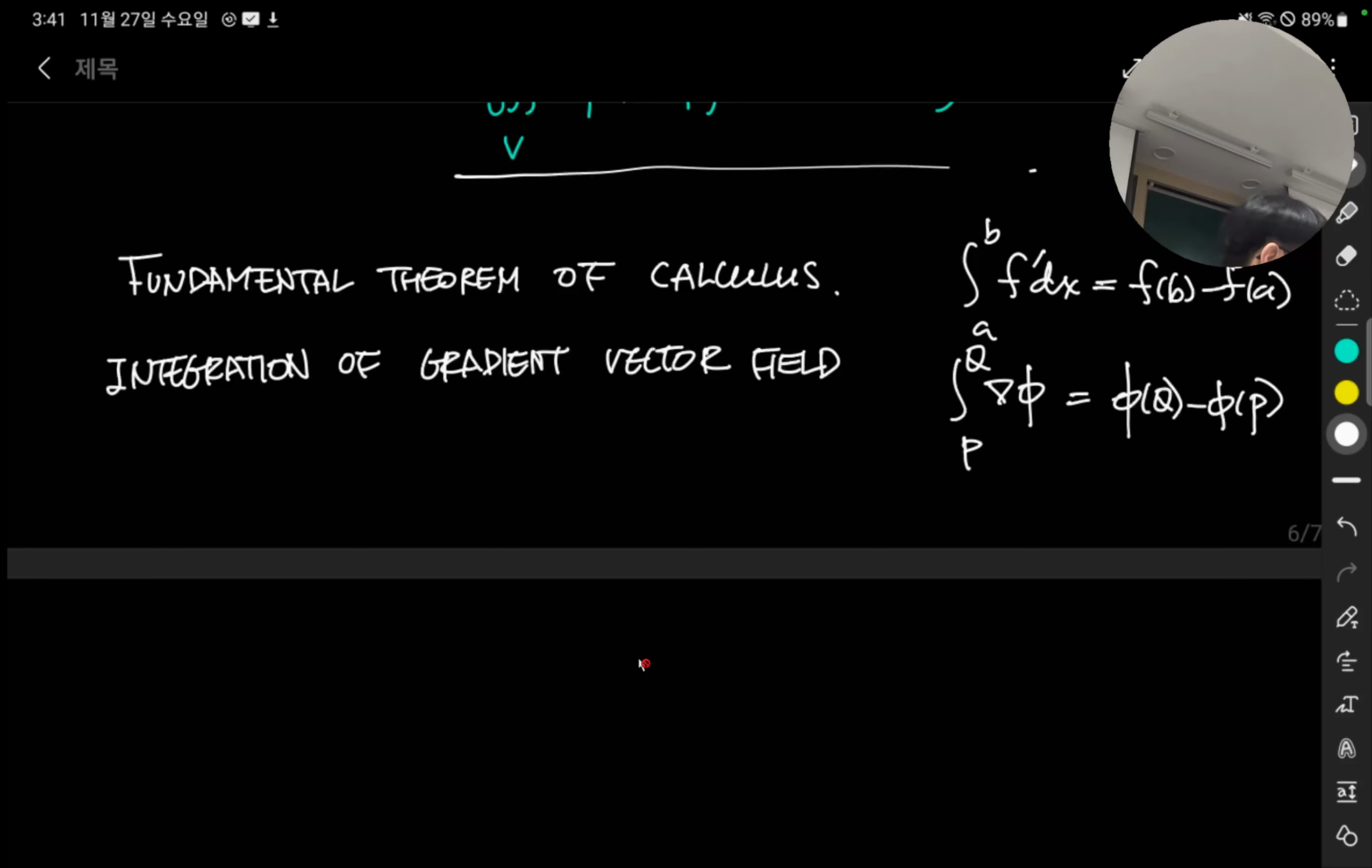Integration over the gradient vector field, or you can think of in terms of the potential function. So if your vector field has a potential function, then any line integration over any curve is done by just taking the difference between the values of the potential function. And let's now think about Green's theorem.